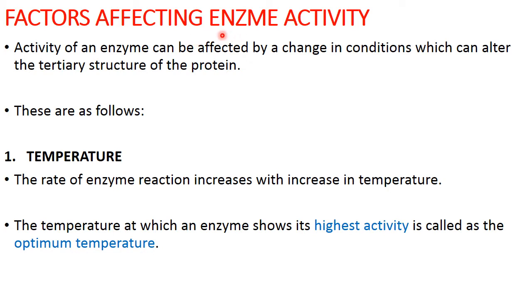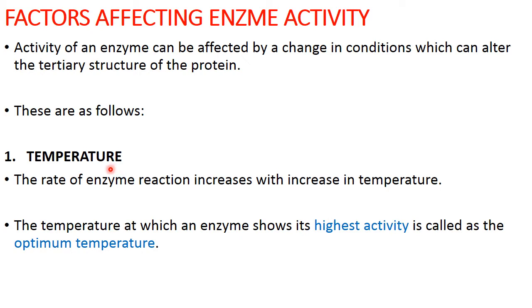So the factors affecting enzyme activity will be whenever there is a change in the enzymes, and enzymes we said are what? Proteins. So any change in the protein structure will affect the enzyme activity. So that is what we have said, that activity of an enzyme can be affected by a change in condition that is going to alter the tertiary structure of the protein. And what are the factors? Let us see. First is the temperature.